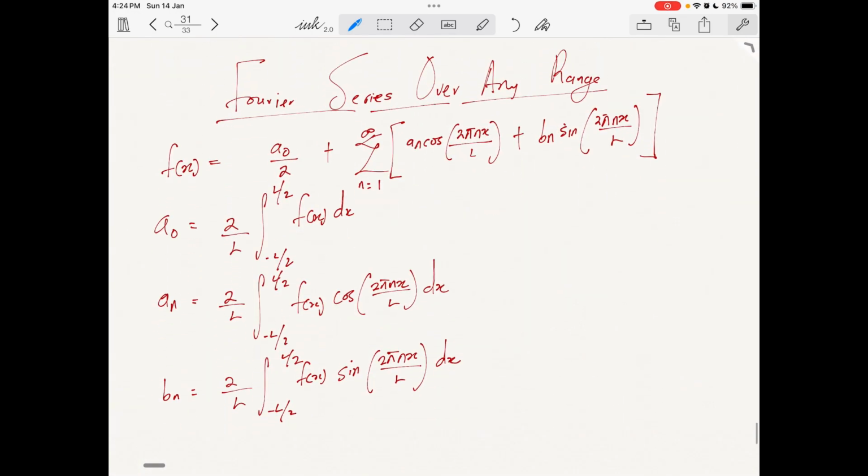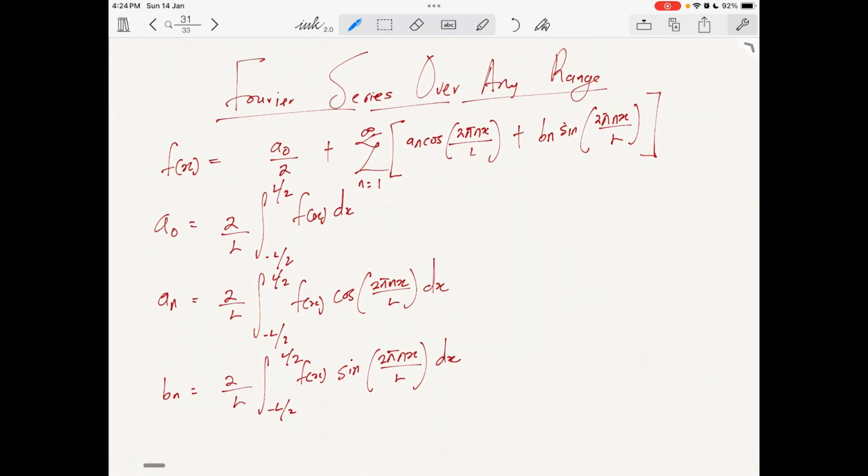Alright, in this lesson we'll be talking about Fourier series over any range. Let's take for instance we have been using ranges of 0 less than x less than 2 pi, or minus pi less than x less than pi, or even 0 less than x less than pi. What if we are given numbers as our range?